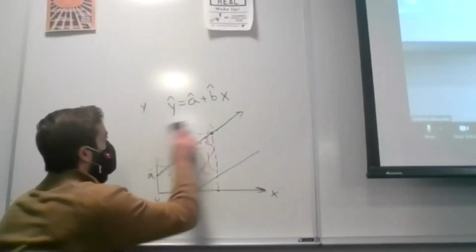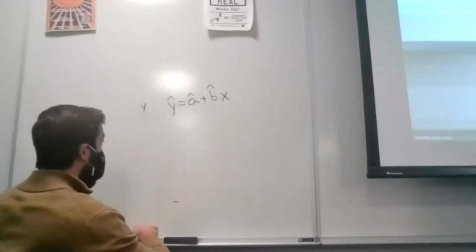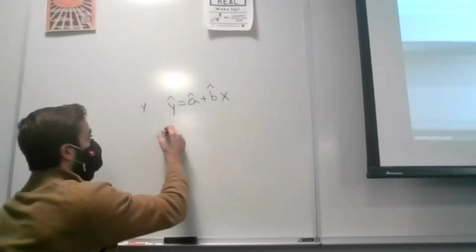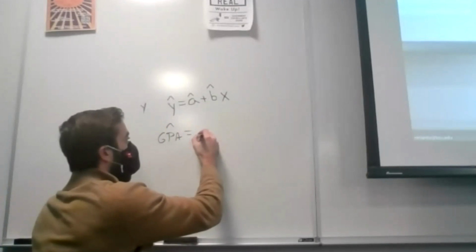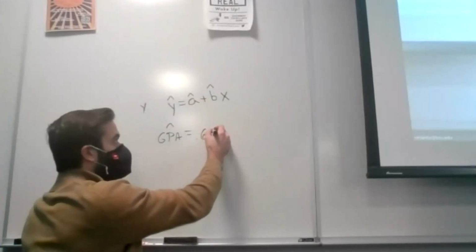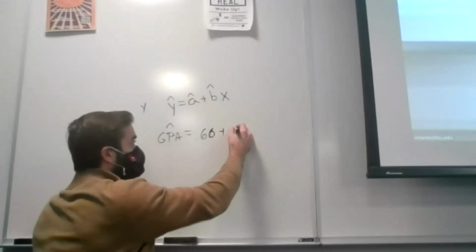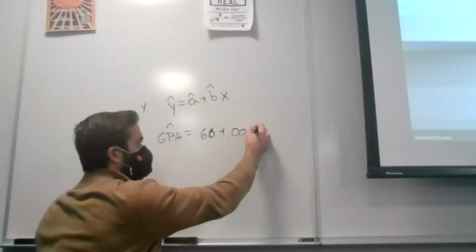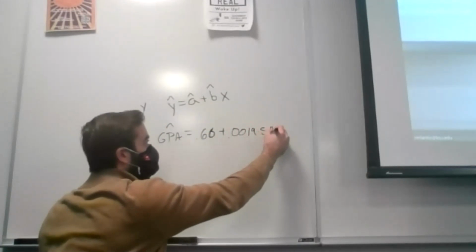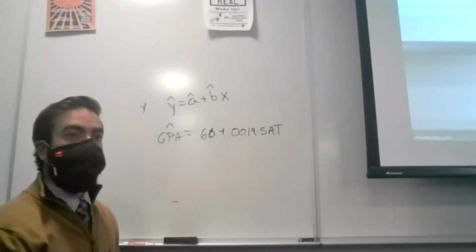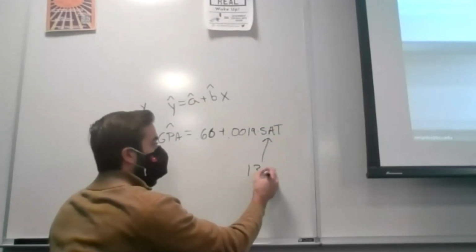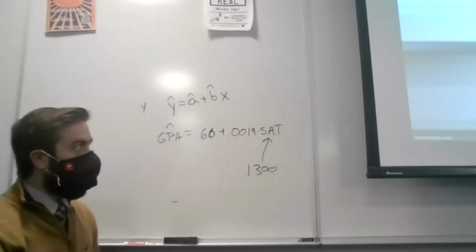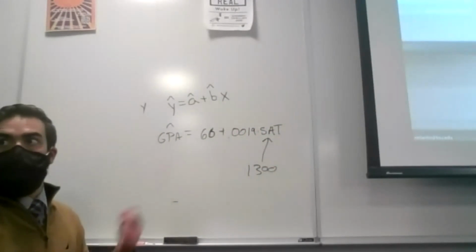I'm trying to come up with a predicted Y value. In the context of my example, I'm trying to predict GPA. The intercept coefficient I got, A, was like 0.66. I think the slope is like 0.0019 or something. And my X variable is that SAT score. So all I have to do to get the predicted GPA of somebody with a 1300 on the SAT is plug the 1300 into that equation.